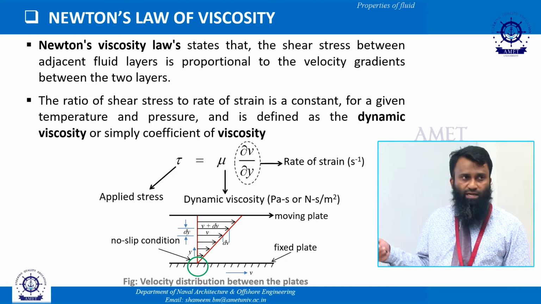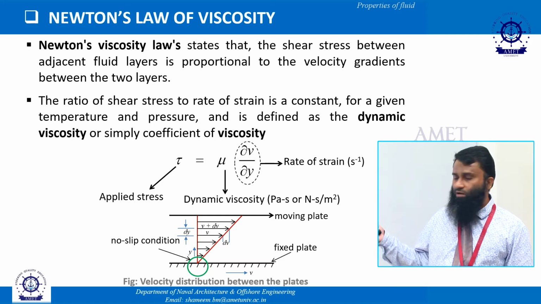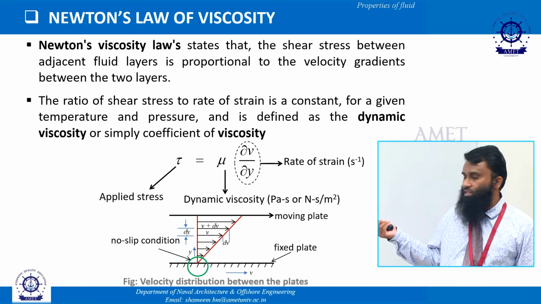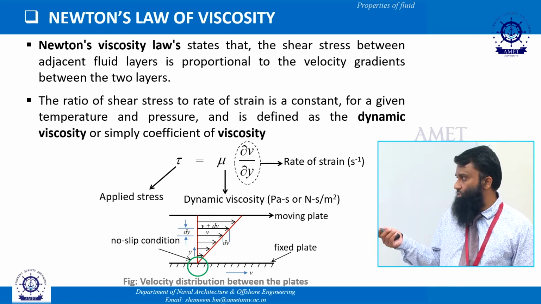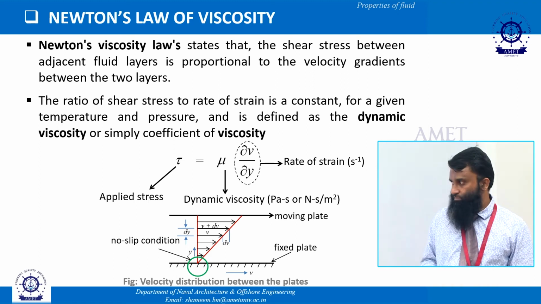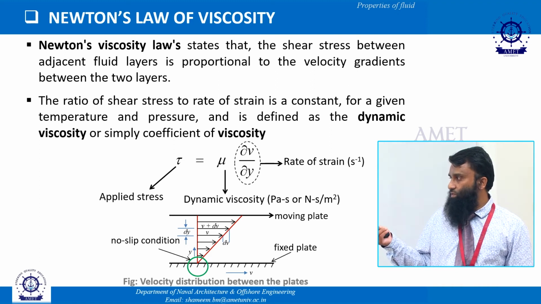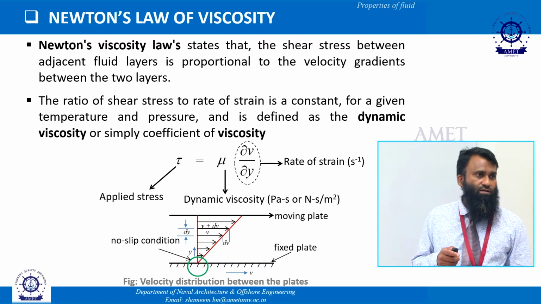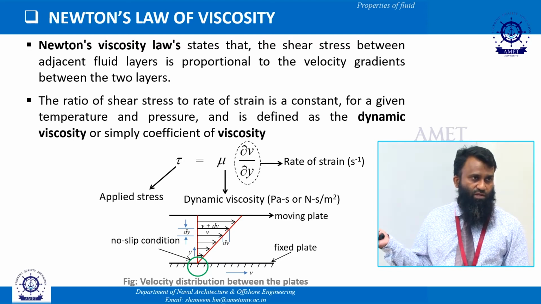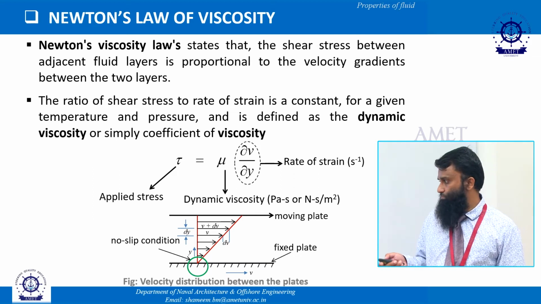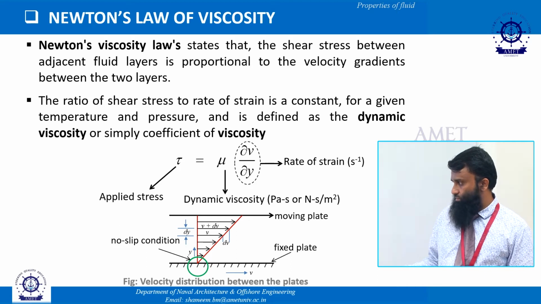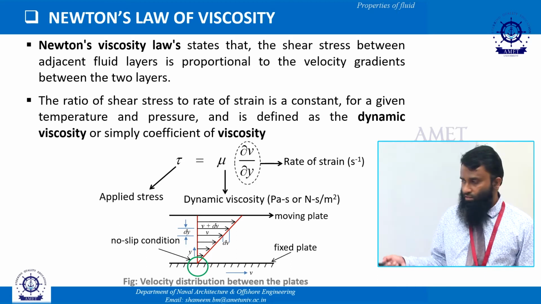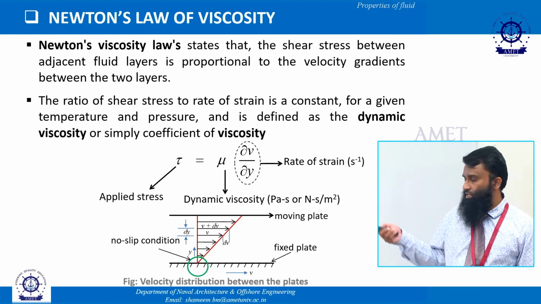How is it related? It is directly proportional with a constant, correct. That is, tau is nothing but mu, which is called dynamic viscosity, into the rate of strain. So basically Newton's law of viscosity says that the applied stress is equal to the rate of strain multiplied with a constant, that is called the property of the fluid, that is the dynamic viscosity of the fluid. If you see this diagram, there is a fixed plate and there is a moving plate.